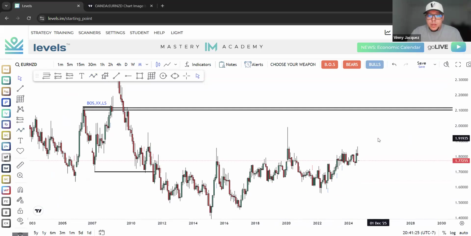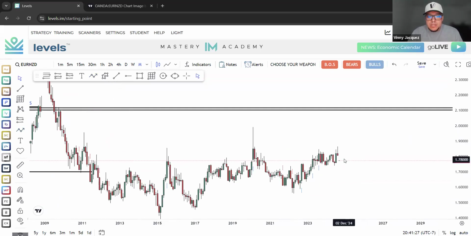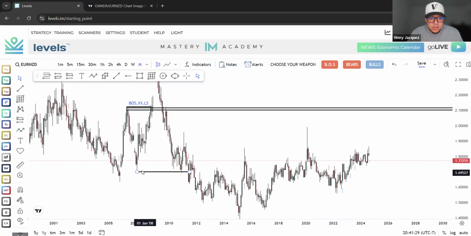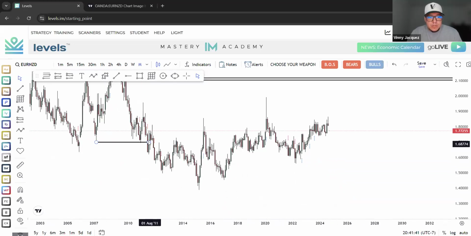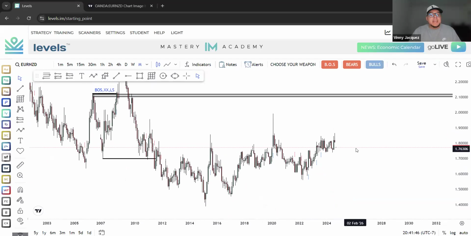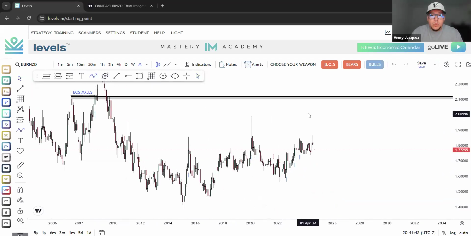The market is on its way up. How long will it take? Who knows, right? Look at this. The shoulder happened in '06. The head happened in '09. The change of character happened in 2011, and it's been from 2011 to 2024. It's been hanging out, so who knows when it will hit this zone? But hey, we're already a step ahead, right?